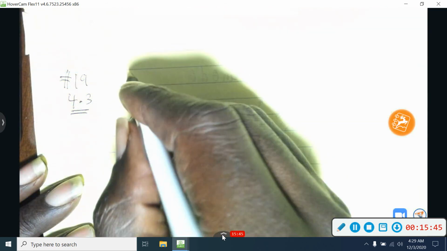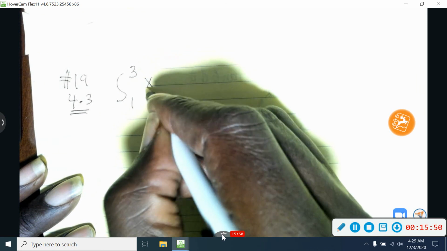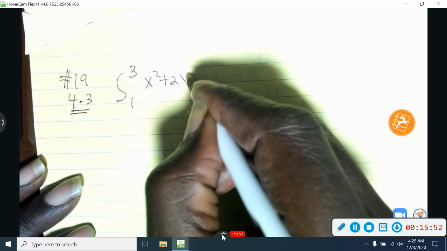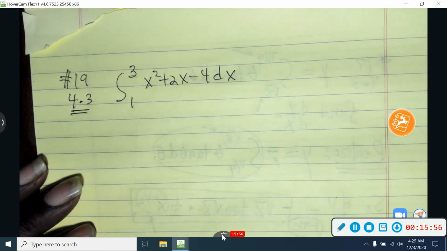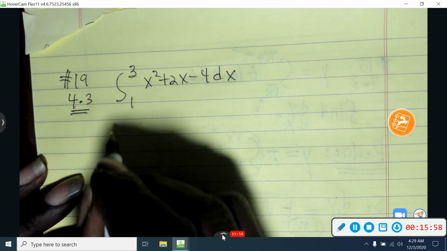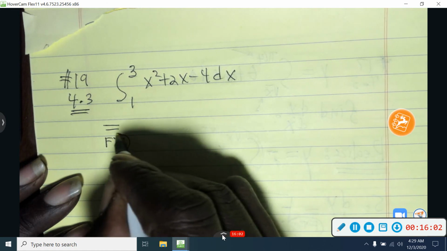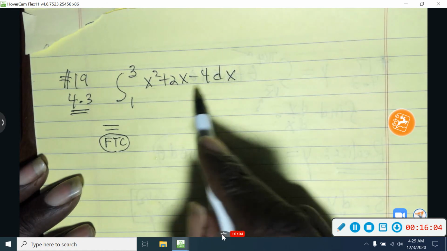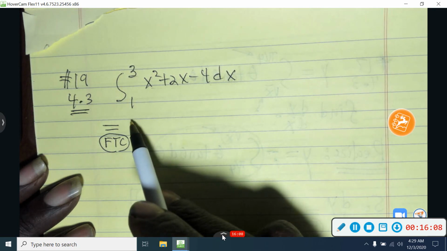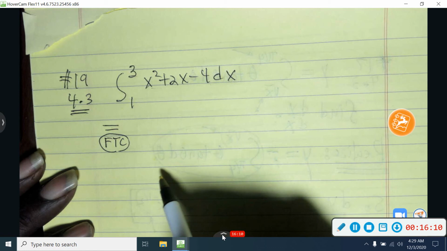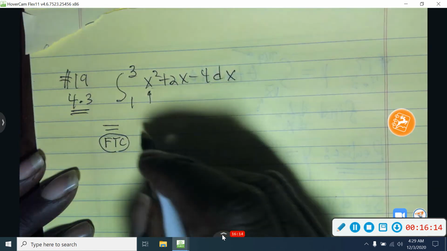Okay, it says compute this. The definite integral from 1 to 3 of x squared plus 2x minus 4, dx. Okay, so we use FTC, part 2, fundamental theorem. I just have to find something that differentiates to be this. Shove a 3 in, shove a 1 in, and subtract. Remember the integral comes into each piece, so when it comes here, that's a reverse power rule.